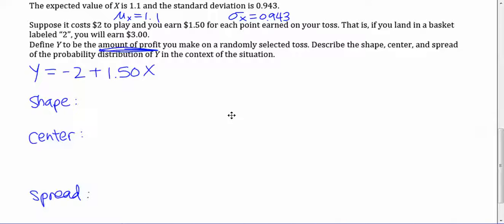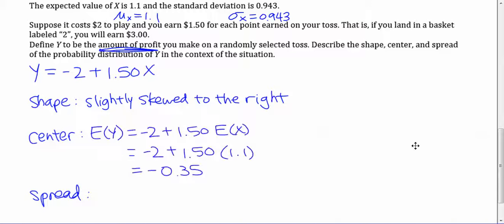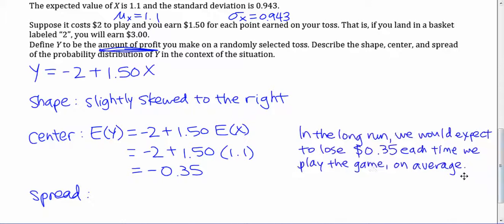So hopefully for your shape, you were able to figure out this is going to be slightly skewed to the right. You can just make a quick and dirty histogram and see there's going to be some skew there. The center: hopefully you wrote out some work on your paper, something like this. Your expected value of y you can calculate using the expected value of x. Of course, I want you to do this in context. So in context, hopefully you said something like, in the long run, we would expect to lose 35 cents each time you play the game on average.